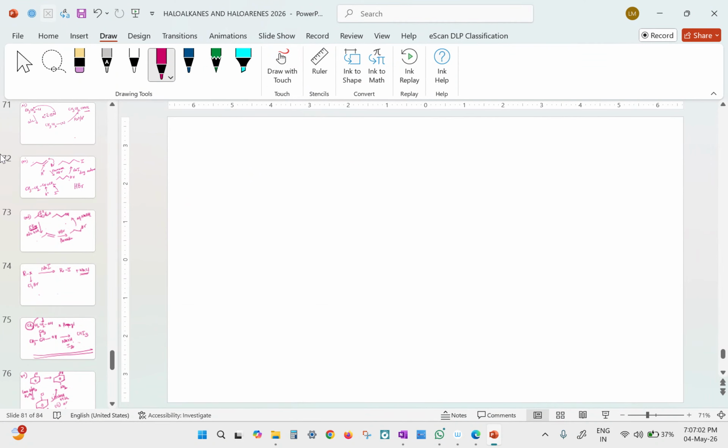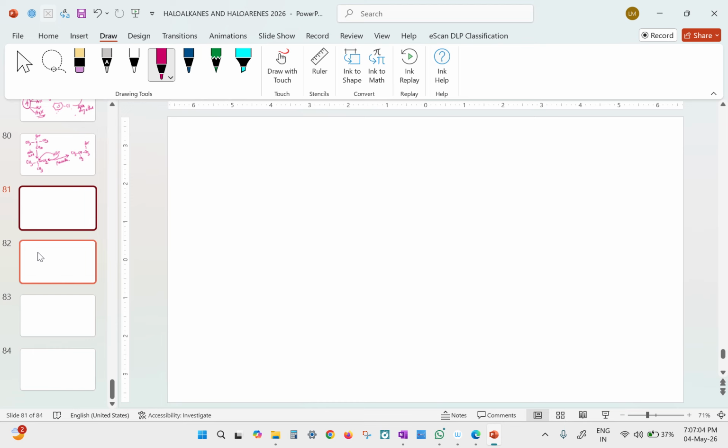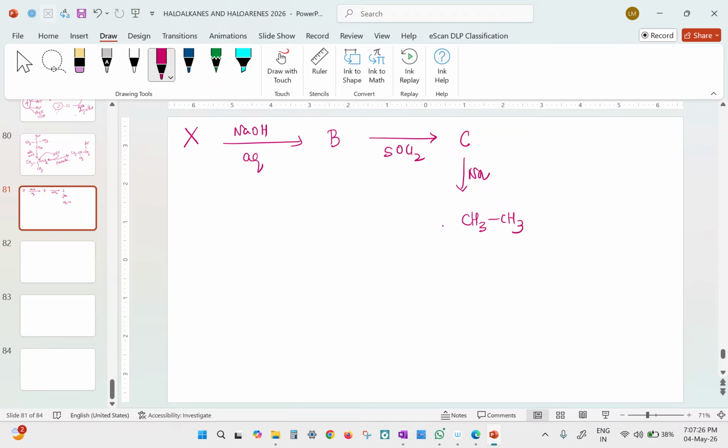Say I'll tell you that a compound X on treatment with aqueous NaOH is becoming compound B. Compound B on treatment with SOCl2 becomes compound C. Compound C on treatment with sodium is going to give me ethane, CH3 single bond CH3.